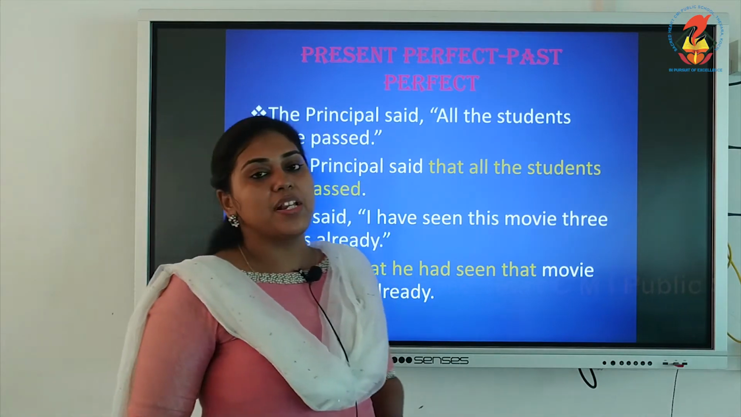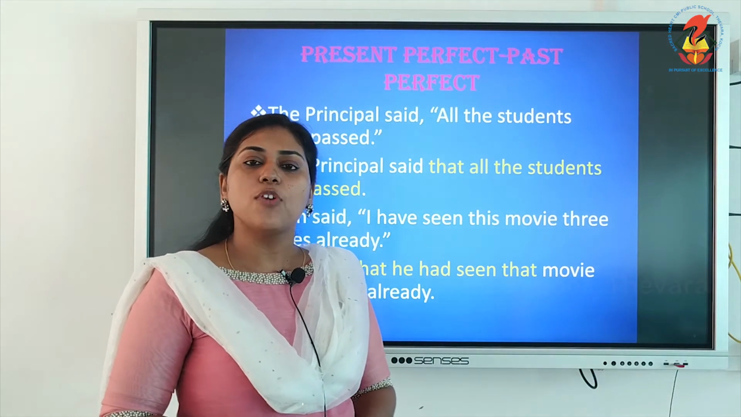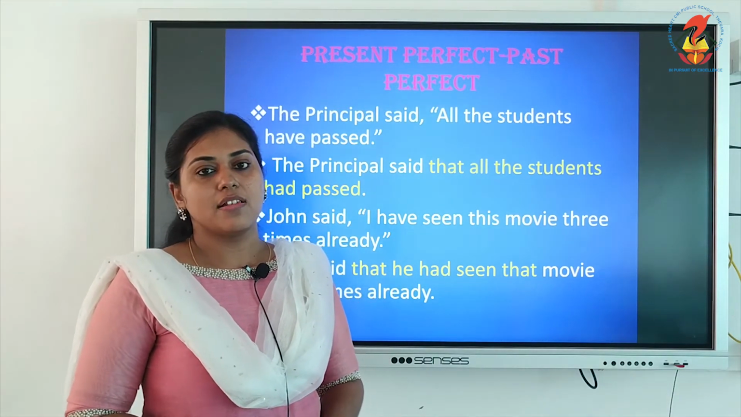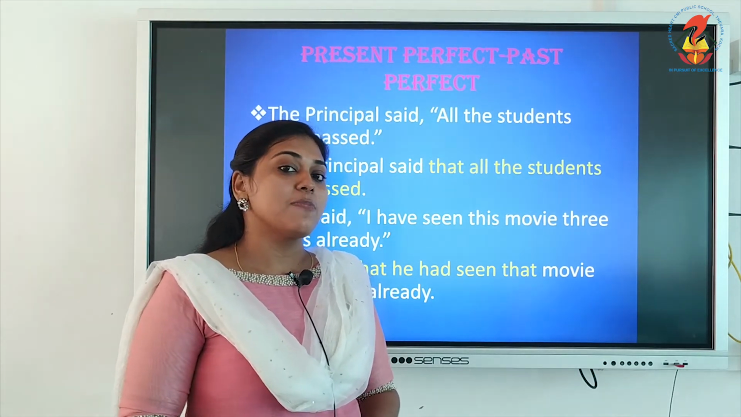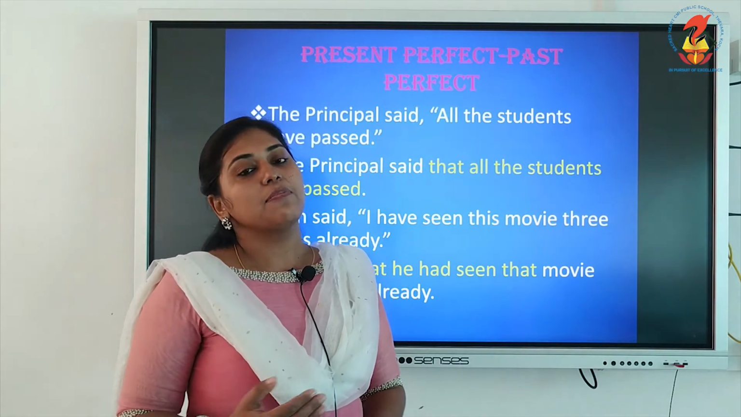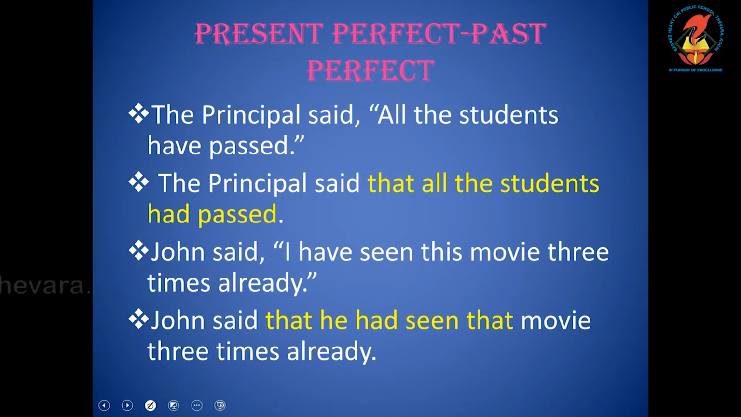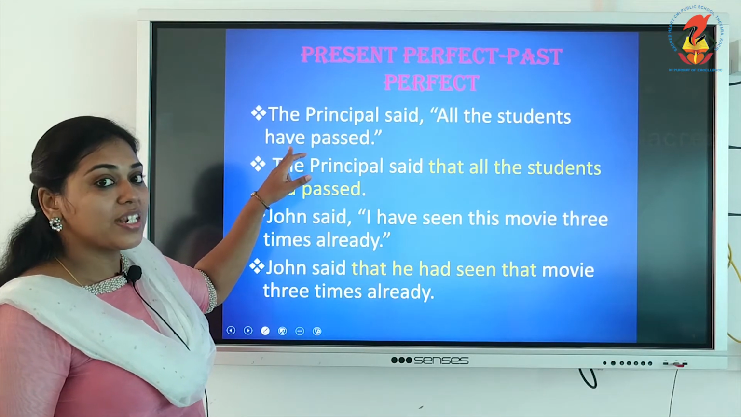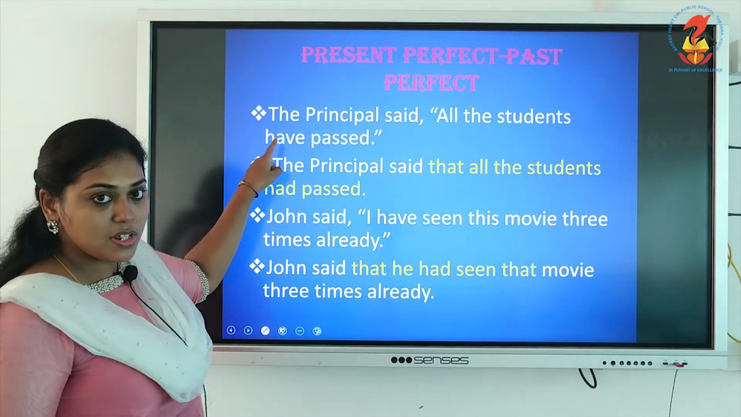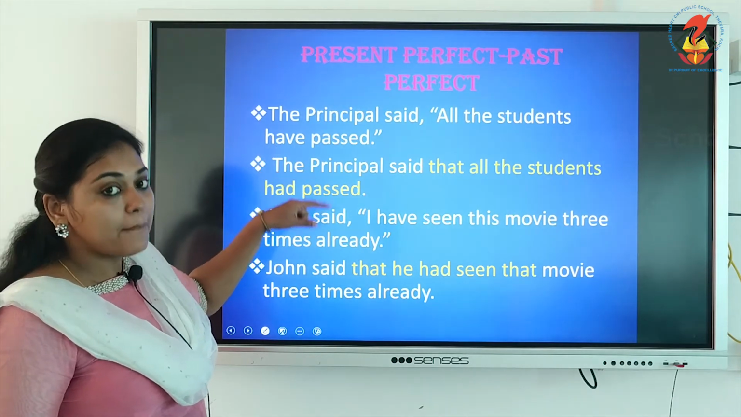Now the next one is present perfect tense. Present perfect tense should be changed to past perfect tense. What is the formula of present perfect tense, children? Yes, has or have plus past participle of the verb, right? So what is the formula of past perfect tense? Had plus past participle of the verb. So let's see, children. The principal said, all the students have passed. See, here we understand that it is written in present perfect tense because the word have is used. So it should be changed to past perfect tense.